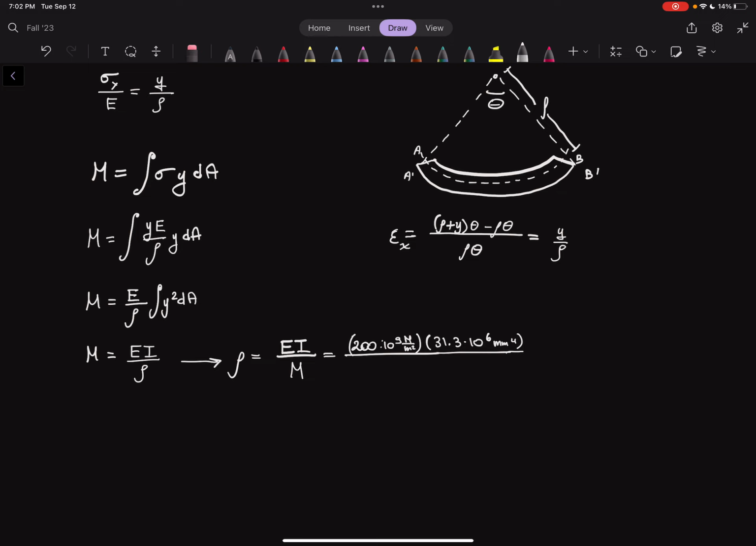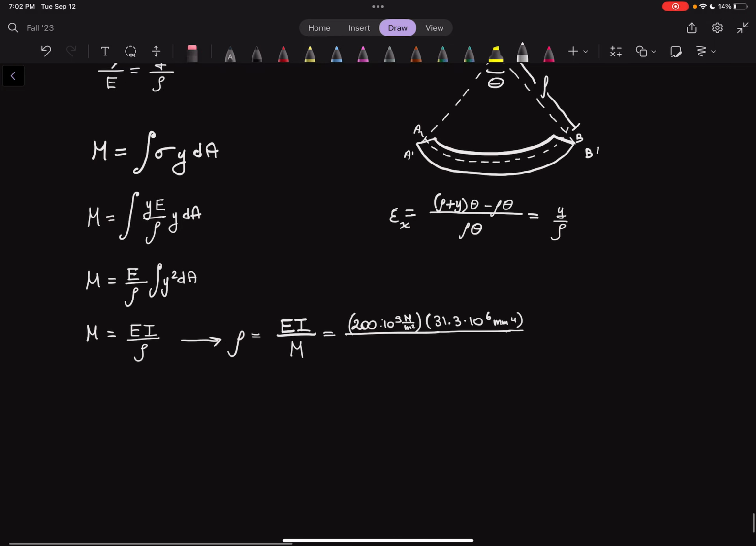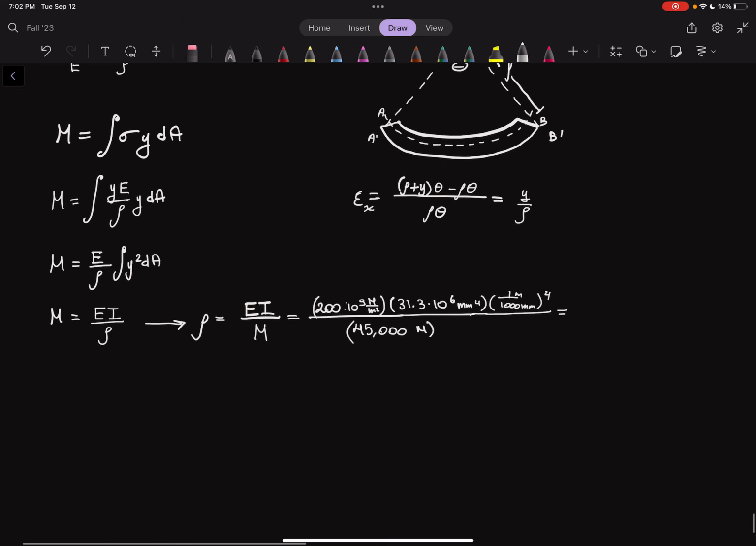All of that, we want to divide it by the moment. And the moment that they give us is 45 kilonewtons, so that's 45000 newtons. And so what do we get out of this? So that's going to be 200 times 10 to the 9th times 31.3 times 10 to the 6th divided by 45000. Now remember, this is millimeters, so we want to convert 1 meter every 1,000 millimeters to the 4th power. So that's going to be times 1 over 1,000 to the 4th power. And we get 139.1 meters.